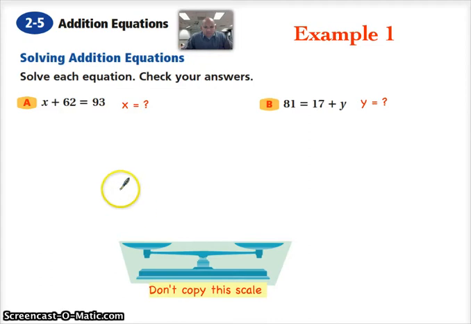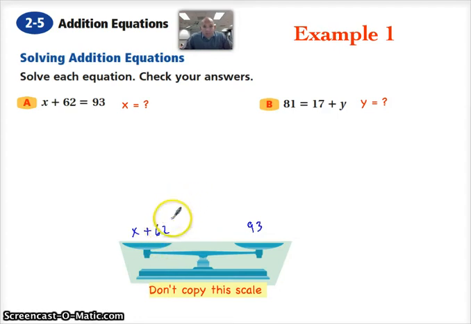So going down to this scale, don't copy this scale, I'm going to write down the x plus 62 right here on this side of the scale and the 93. Because this is an equation, this side is equivalent to this side, and if we were to measure it on a pan balance scale, these sides would be level.